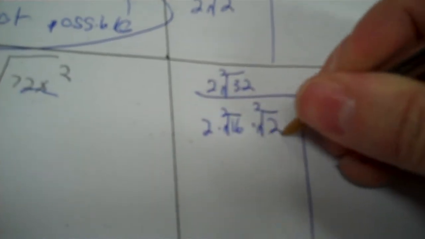So I drop my 2 and rewrite it. So 32 divisible by 25, nope. If you divide by 16, 32 divided by 16 is 2. So 16 and 2. So I replace that with 4. So we now have 2 times 4 times the square root of 2, which is 8 with the square root of 2. Okay.